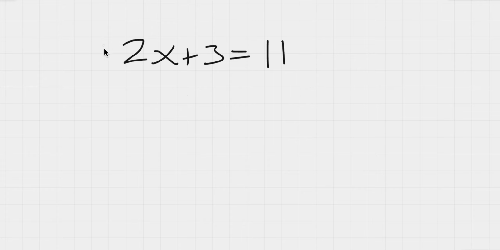So let's start out with the equation and evaluate this. 2x plus 3 is equal to 11. Essentially what we're saying here is 2 times the unknown number plus 3 is going to equal 11. But we want to figure out what this unknown number is. And x is going to be representing that number as a variable.